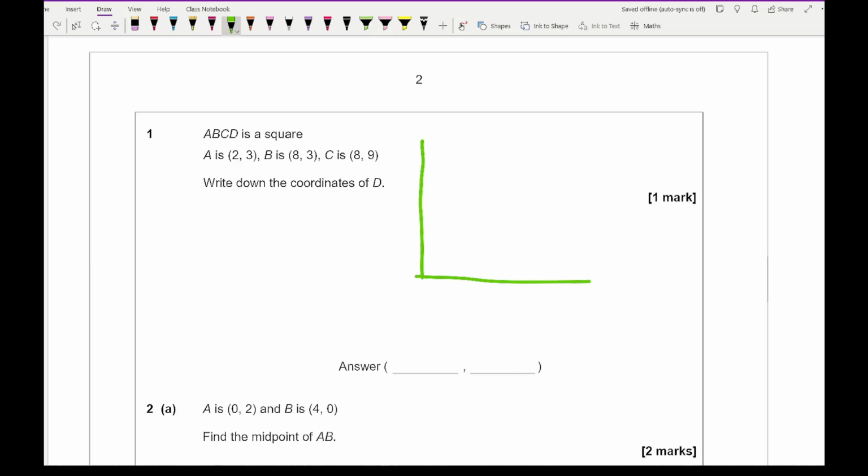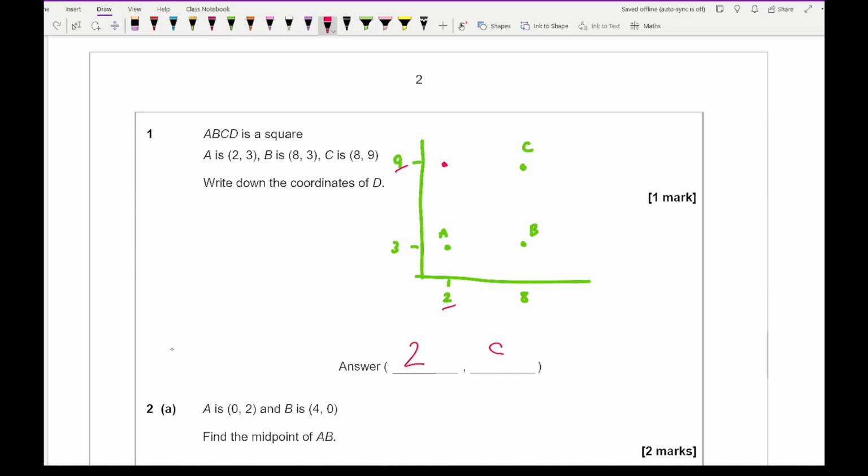So for example, if this point here is A, then that's going to be 2 across and 3 up. B is going to be (8, 3), so 8 to the right and 3 up. C is (8, 9), so that's along there and up to 9. So you would expect D to be here, and that coordinate is (2, 9).